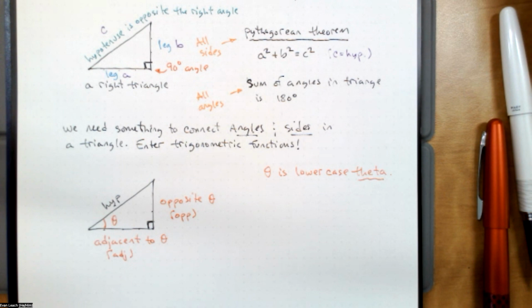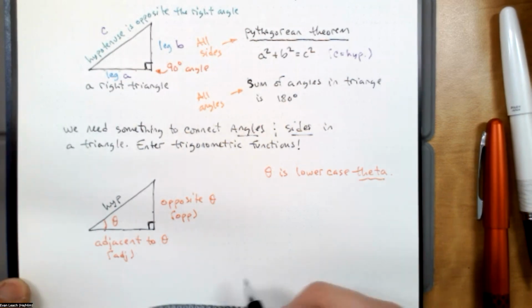So I've got the three sides: opposite, adjacent, and hypotenuse, and I've got this angle theta that we use to define opposite and adjacent. Now we're going to introduce three trig functions that relate the sides and the angle. Anybody know what they are? Sine, cosine, and tangent. So the three trig functions that we're going to start off with are sine, cosine, and tangent.